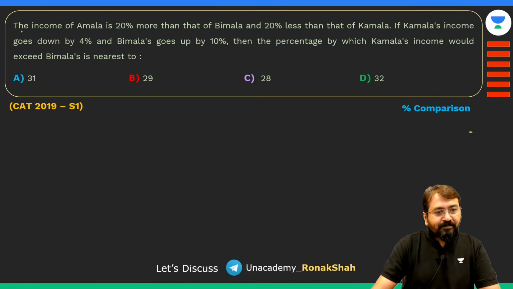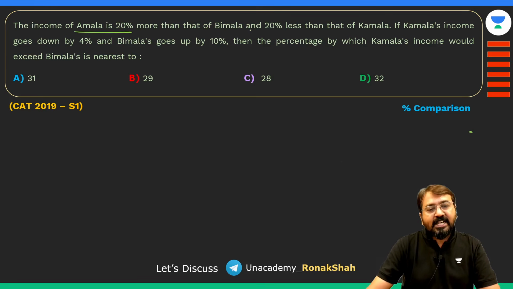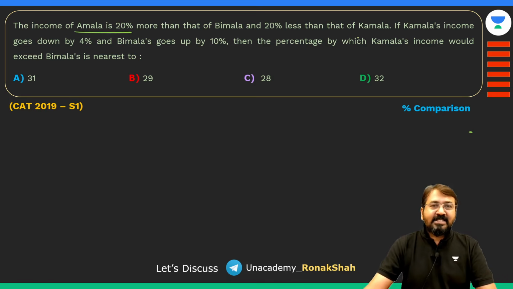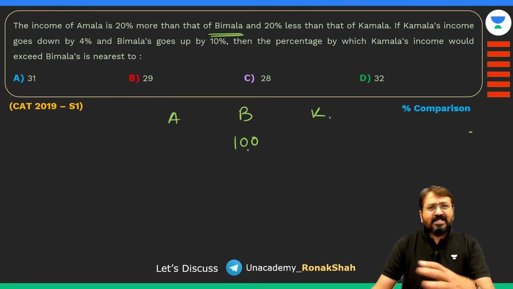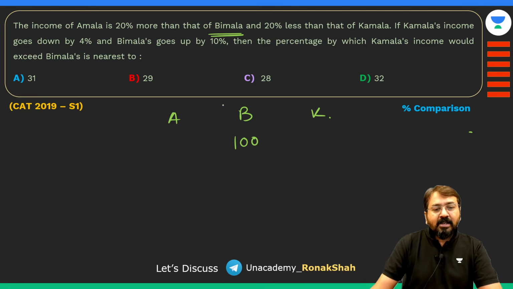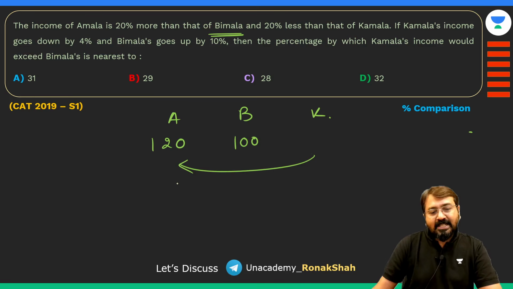Okay, so the question goes like this: the income of Amla is 20% more than that of Bimla and 20% less than Kamla. Didn't I mention the situation earlier? We are talking about 3 people: Amla, Bimla and Kamla. So we can assume the income of Bimla, or you can start from anywhere. But if I take Bimla as 100, Amla will become 120, and this is actually 20% less than that. So can I say Kamla should be 25% more?